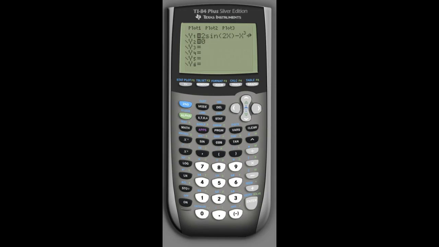Now I should do some windowing here, because I'm restricting my domain from 0 to 2 pi. So I don't want to see anything other than the 0 and the 2 pi. And just to make things easier for me, I'm going to make the x scale pi over 2. I'm going to leave the y min and y max at -10 to 10, so you'll see what's going on here, and I'm going to graph this.